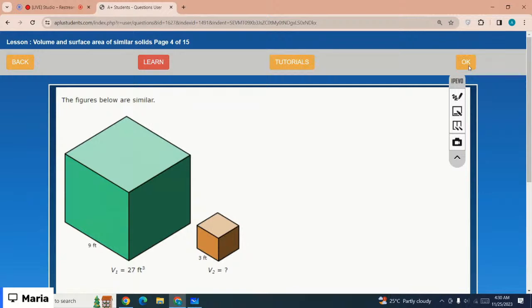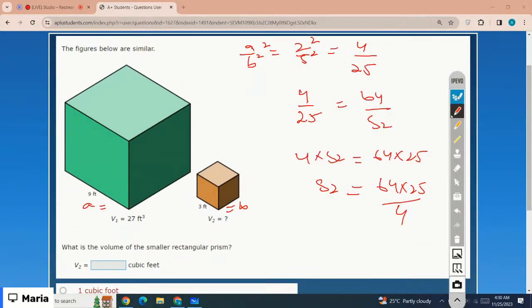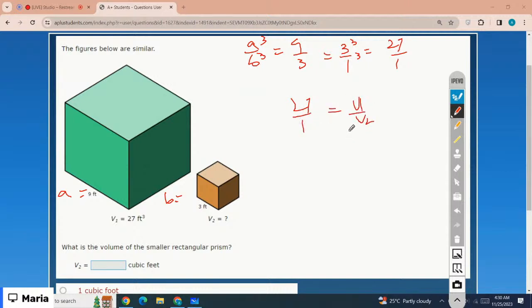Okay, let's do one more. The figures below are similar. So the similar sides are, this is A, this is B, so that would be A over B, that is 9 over 3. When you divide them, that would be 3 over 1. Now let's calculate their cubes, so that would be 27 over 1. Now that is 27 over 1 equals V1 over V2.